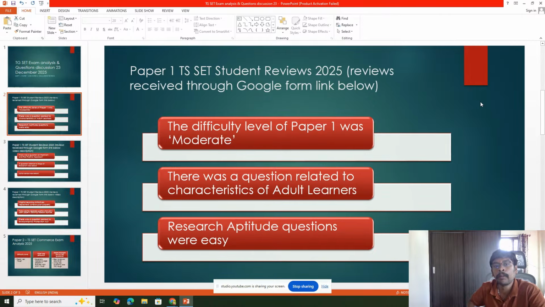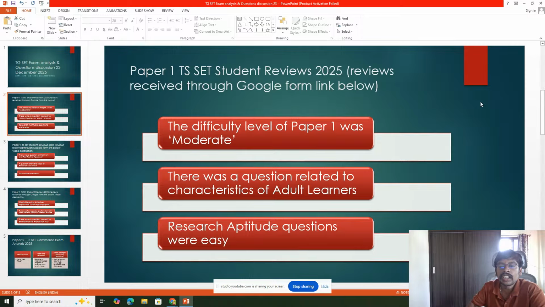Paper 1, the difficulty level of paper 1 was moderate. It was not too easy, not too difficult. It was average in terms of difficulty level. However, on 22nd, on day 1, many students opined that paper 1 was easy to moderate, but today the reactions are a little mixed. Students indicated that paper 1 was moderate.